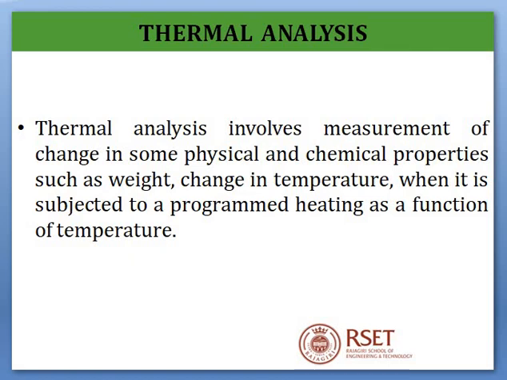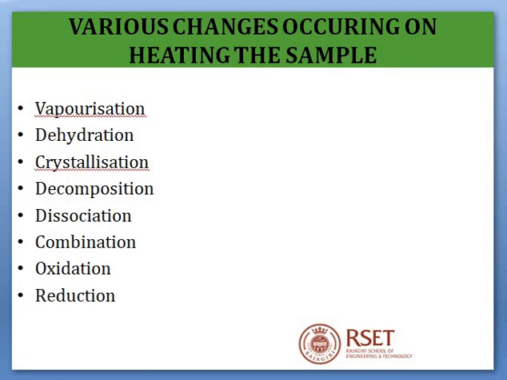Thermal analysis involves the measurement of physical and chemical properties of a substance, and it is measured against a function of temperature. The physical and chemical reactions taking place in a sample include vaporization, dehydration, crystallization, decomposition, dissociation, combination, oxidation and reduction reactions. In thermal analysis, we are plotting these reactions against a function of temperature. And first we are dealing with thermogravimetric analysis.